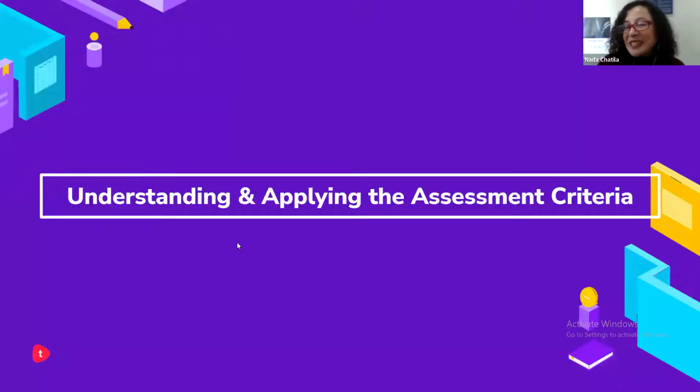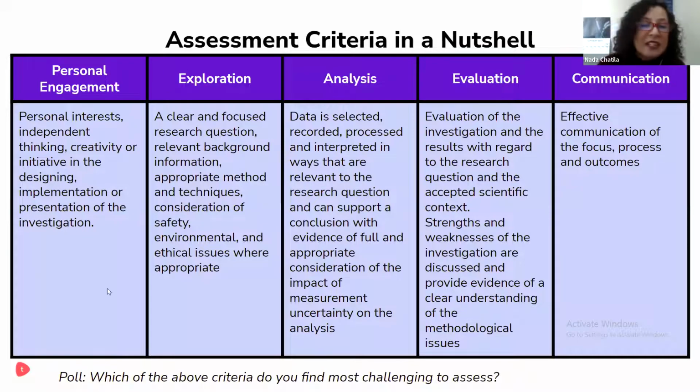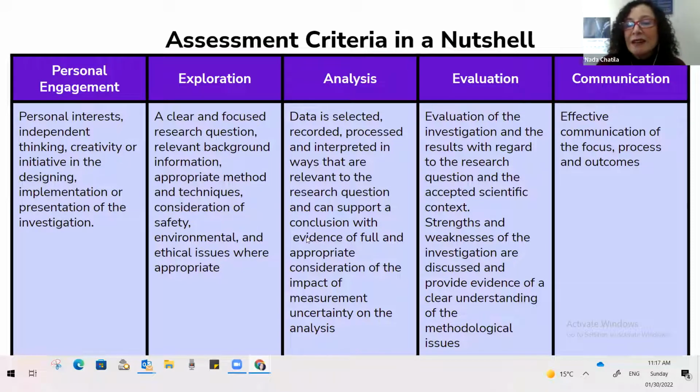Let us move now to the criteria themselves. So we have 5 criteria, and these are the statements of the criteria. And I would like at this point Pavali to run a poll to get a survey of your opinions about which of the criteria you find most challenging to assess. Is it personal engagement, exploration, analysis, evaluation, or communication?